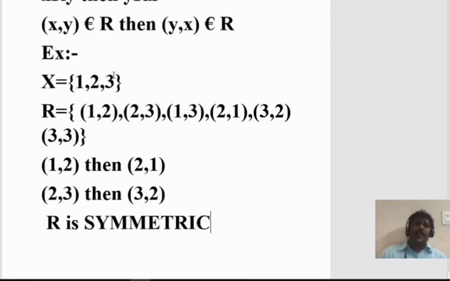No need to check other values. Why do we not need to check other values? Because I am taking x equal to 1 to 3. I have to consider these three values, and check by these three values only.